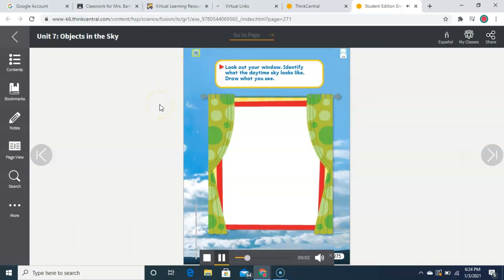Look out your window. Identify what the daytime sky looks like. Draw what you see.